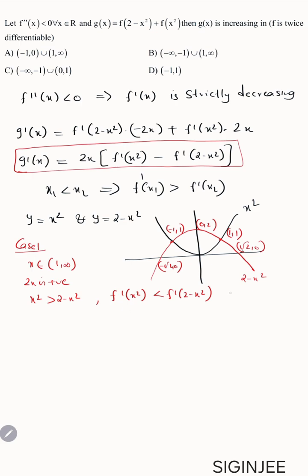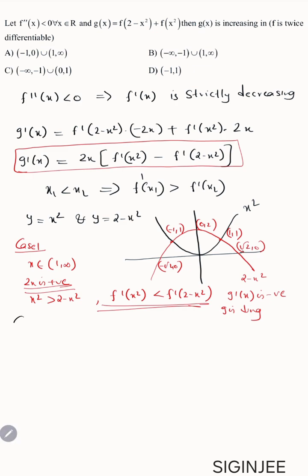So is g'(x) positive or negative? g'(x) will be negative, because 2x is positive and f'(x²) - f'(2 - x²) is negative, so the total is negative. So g is decreasing in that interval. But what we need is the interval in which the function is increasing. So that we got.